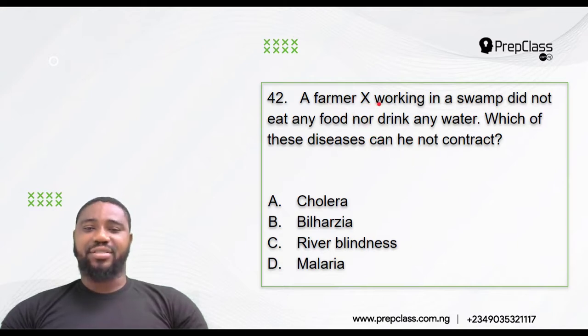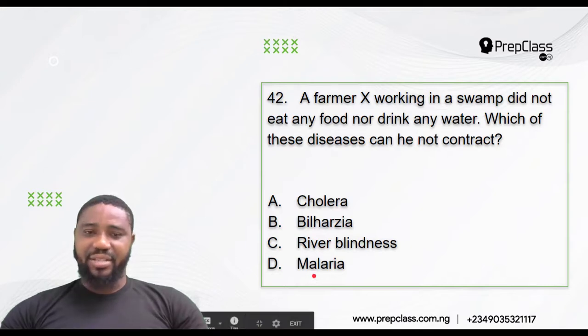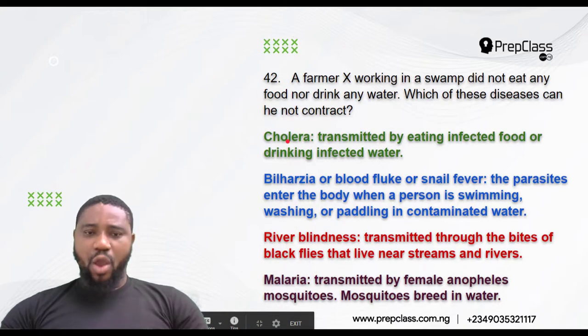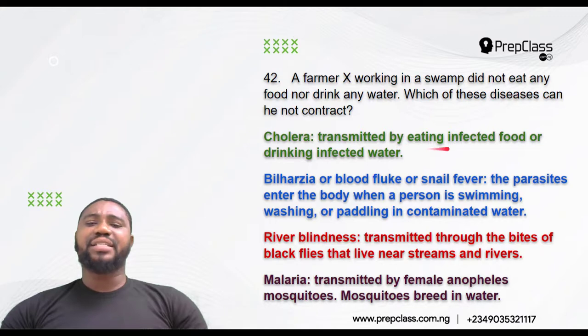42. A farmer X working in a swamp did not eat any food nor drink any water. Which of these diseases can he not contract? He didn't eat, he didn't drink water. Is it cholera? Is it bilharzia? Is it river blindness? Is it malaria? Let's see now. Cholera. Cholera is transmitted by eating infected food or drinking infected water.